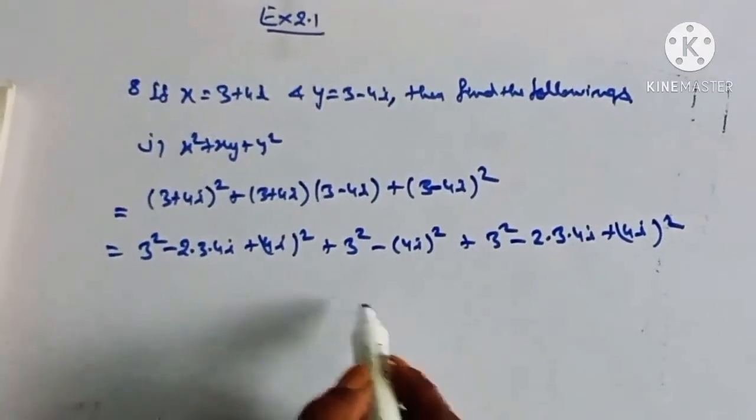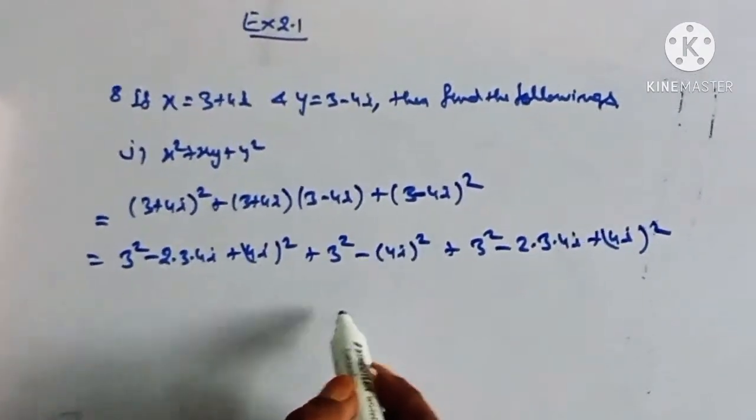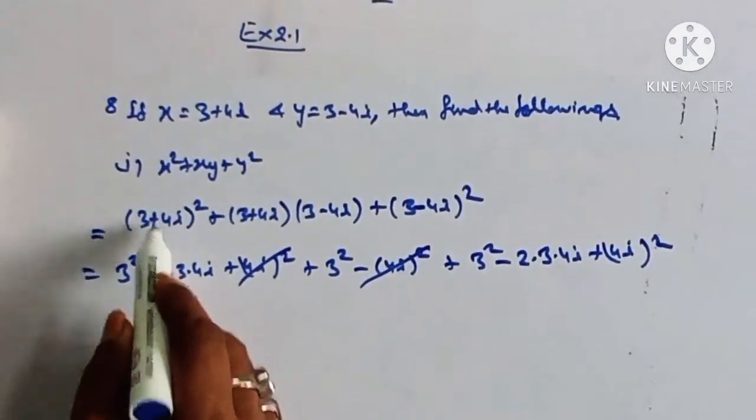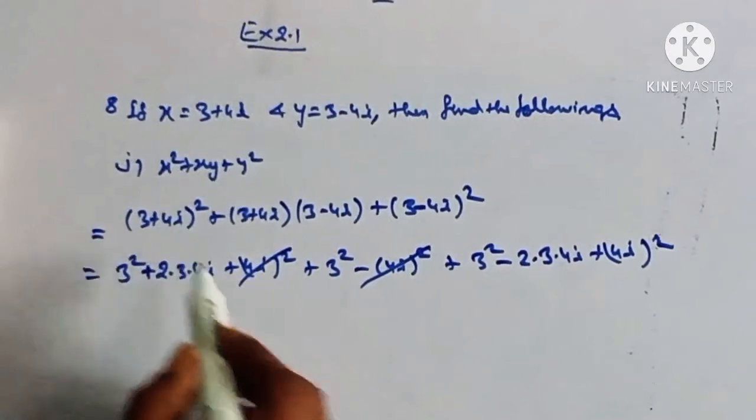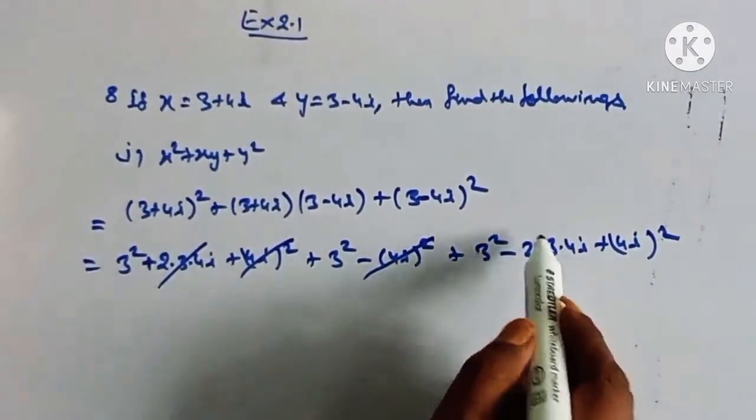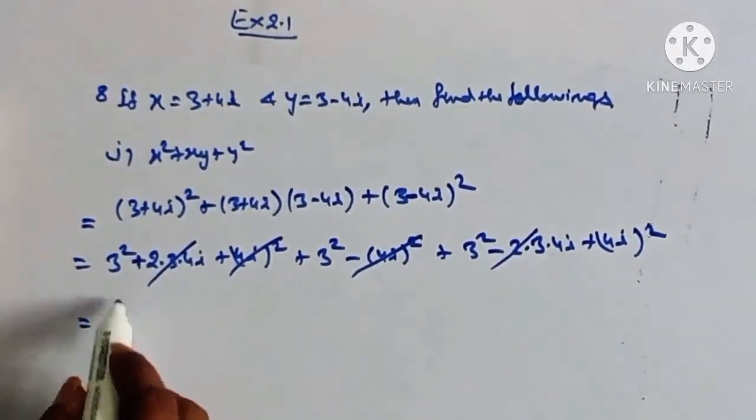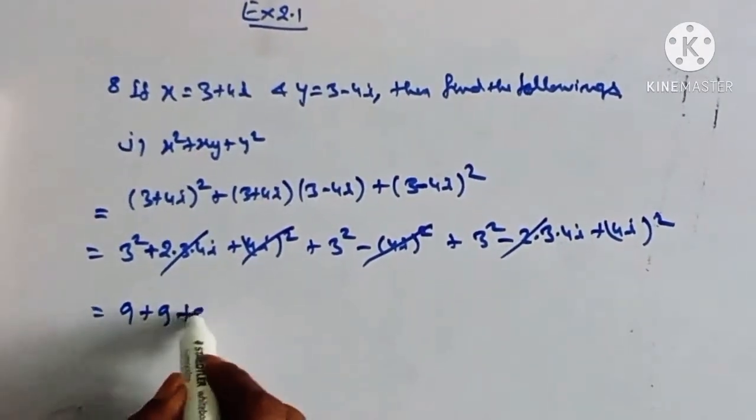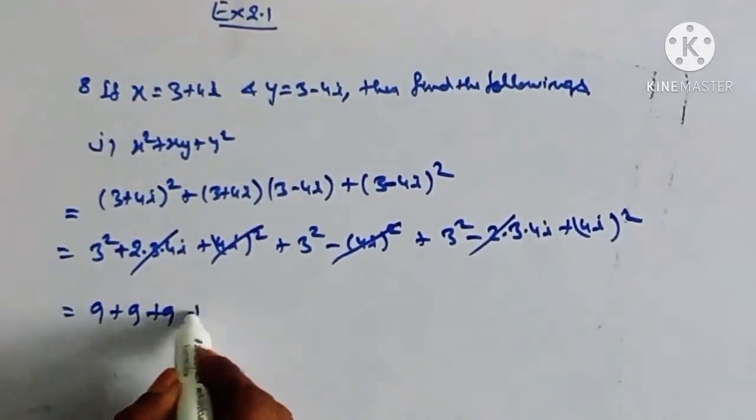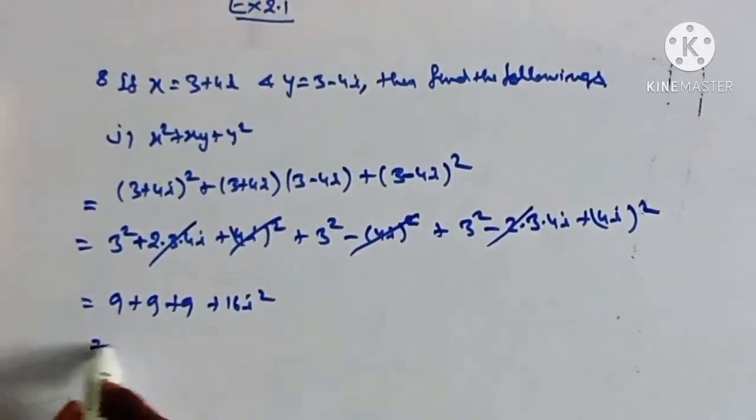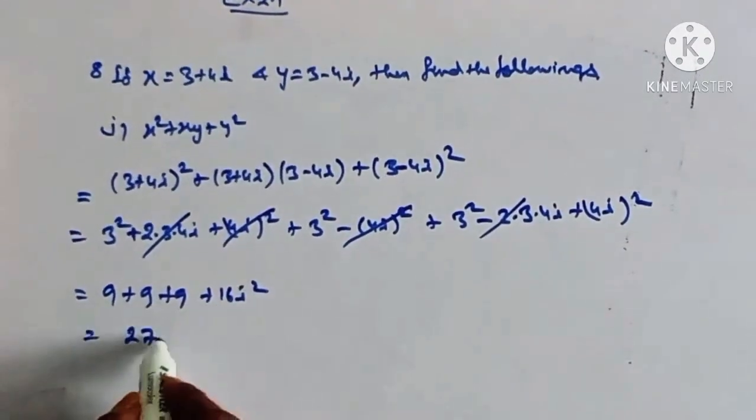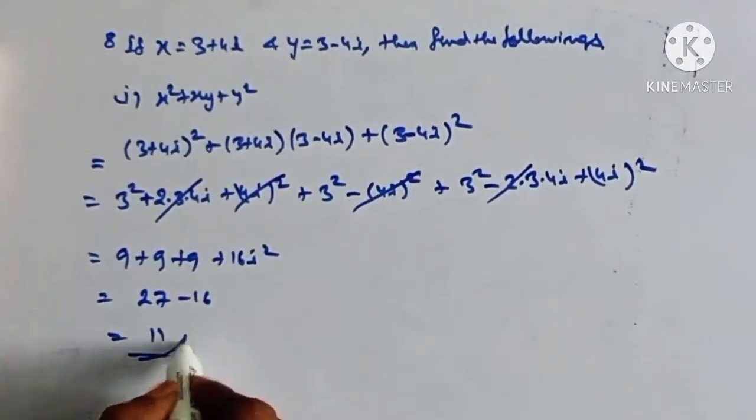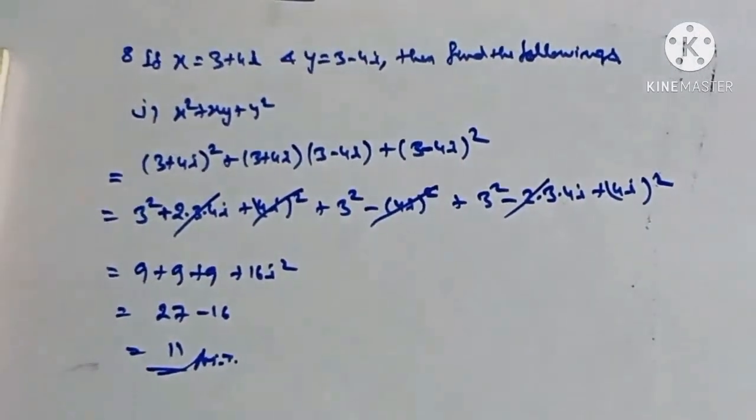So here you see that this and this cancel out, and this must be plus, because it is (a plus b) the whole square. So this and this cancel out. The remaining that is left is 9 plus 9 plus 9, and at the last is 16i square. So 9 threes are 27, i square is minus 16. So this equals 11. This is your answer.